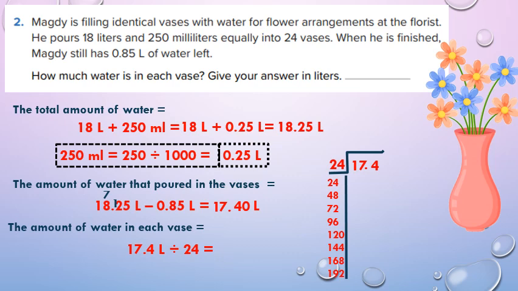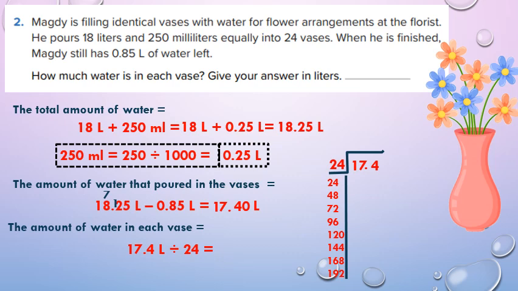Now we will write in our draft table 24. 24 by 1, 24. 24 by 2, 48. By 3, 72. By 4, 96. By 5, 120. By 6, 144. By 7, 168. By 8, 192.